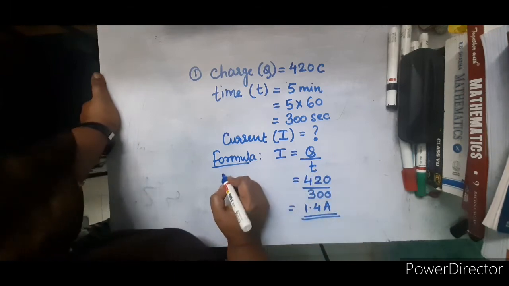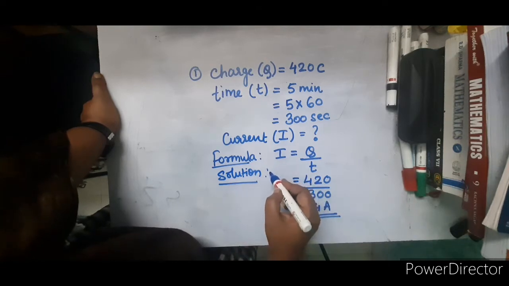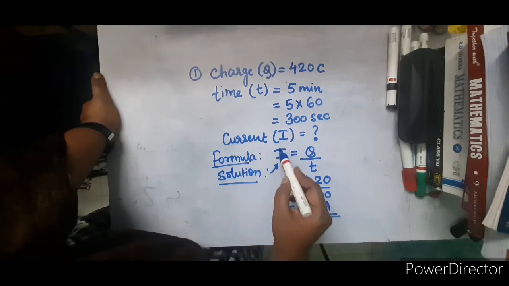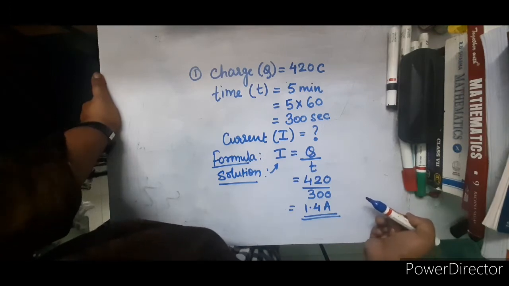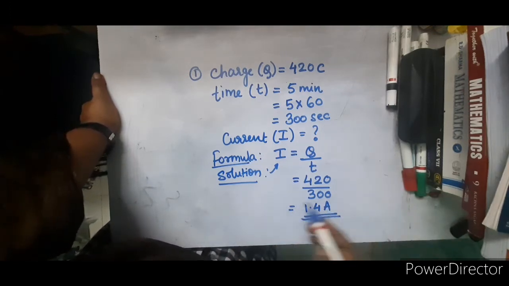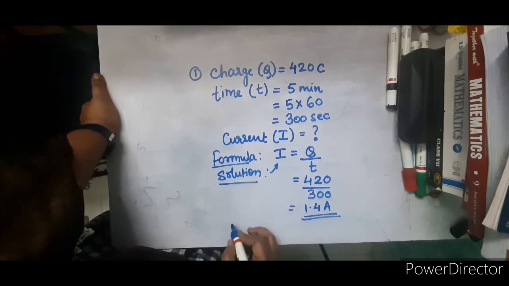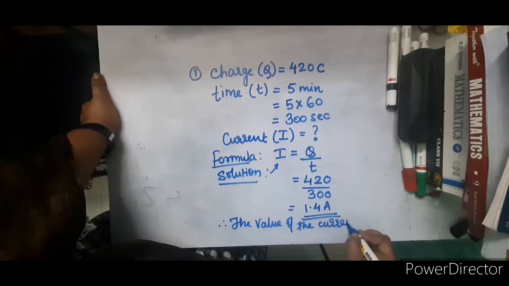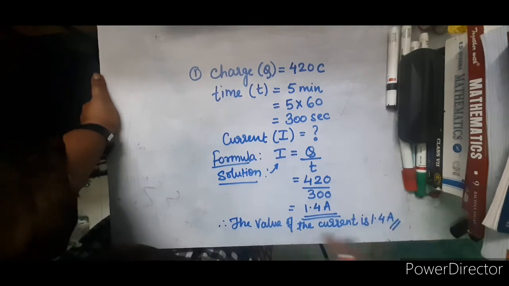And the solution: when we write the solution, we write the same formula, then the solution, and after the solution we have to again start from here and complete the sum, and there should be a final statement. Whatever they have asked should be written in the final statement. They have asked what is the value of the current, so therefore the value of the current is 1.4 ampere. So this is the final statement.